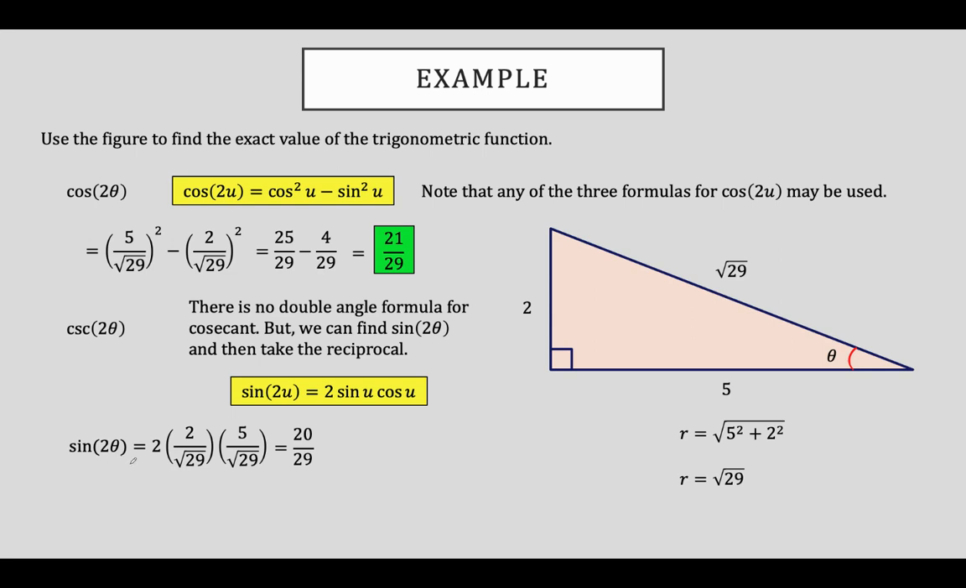Now notice, this is not our final answer. We are looking to find the cosecant of 2 theta, which is just going to be the reciprocal of 20 over 29, because sine is the reciprocal of cosecant. So we take that fraction and we flip it. That lets us know that cosecant of 2 theta is equal to 29 over 20.